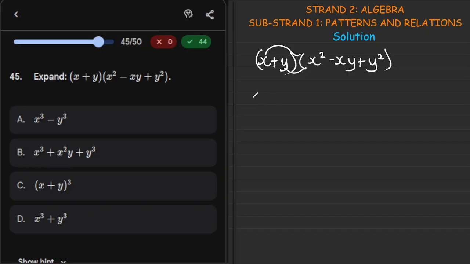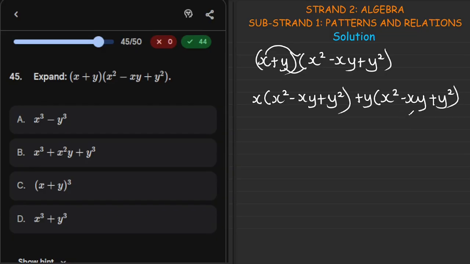By so doing, we have our x into bracket x squared minus xy plus y squared. Then we have a positive y into bracket x squared minus xy plus y squared. So opening our bracket, we have x multiplying x squared, x multiplying negative xy, then x also multiplying y squared. Take note, the second term is supposed to be negative. So let's take that again.